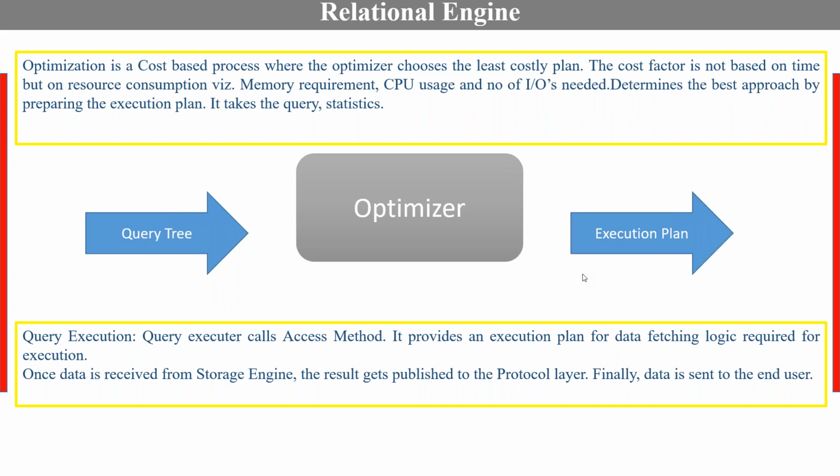From our point of view, money is the cost. But time is the same for both, sir. For human beings and for SQL, time is the same. Okay, so what is optimizer? Optimizer is cost based. It will prepare the execution plan, sir.